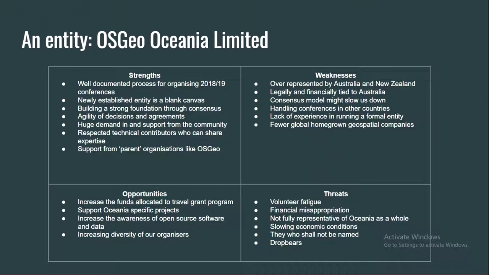So strengths, I guess the most interesting one here, you could say that we built a strong foundation through consensus. Last year when we had these meetings to organize a conference, a lot of the time we would try to reach consensus before moving forward. And that was often a slow process. To get everyone in a room to agree is difficult. Via email, it's even more difficult. But this meant that when we moved forward with a decision, a lot of the community felt like they owned the decision. And that, in the long term, is more sustainable.